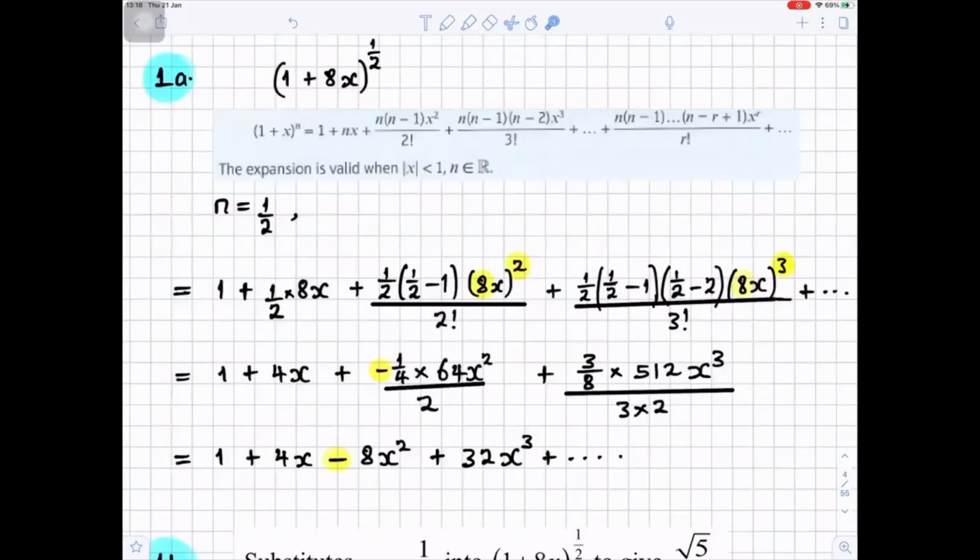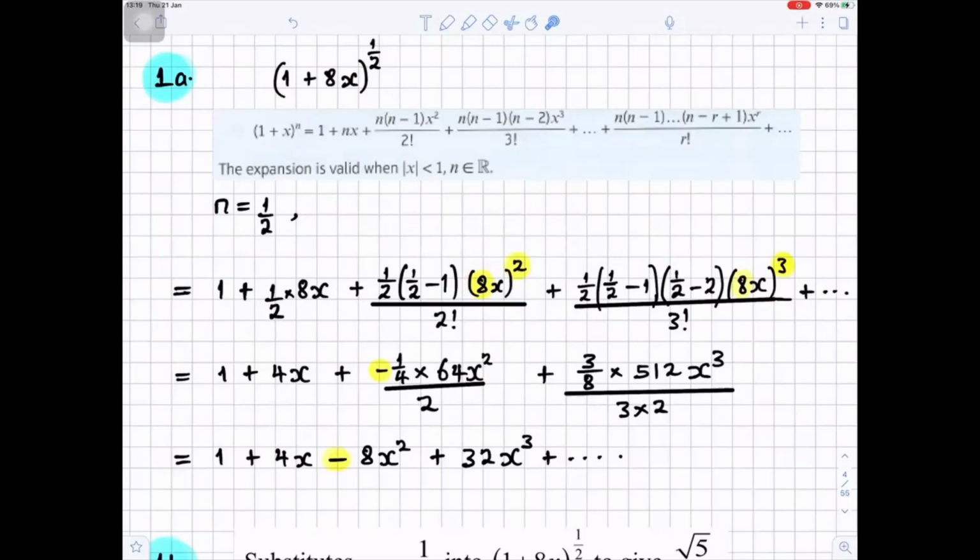To do question 1a, we would use this binomial expansion formula, where we replace x with 8x and we replace n with a half. So it would be 1 plus half times 8x, plus a half times (half minus 1), and then 8x all squared. You have to be careful here because it is 8 squared and the x squared as well.